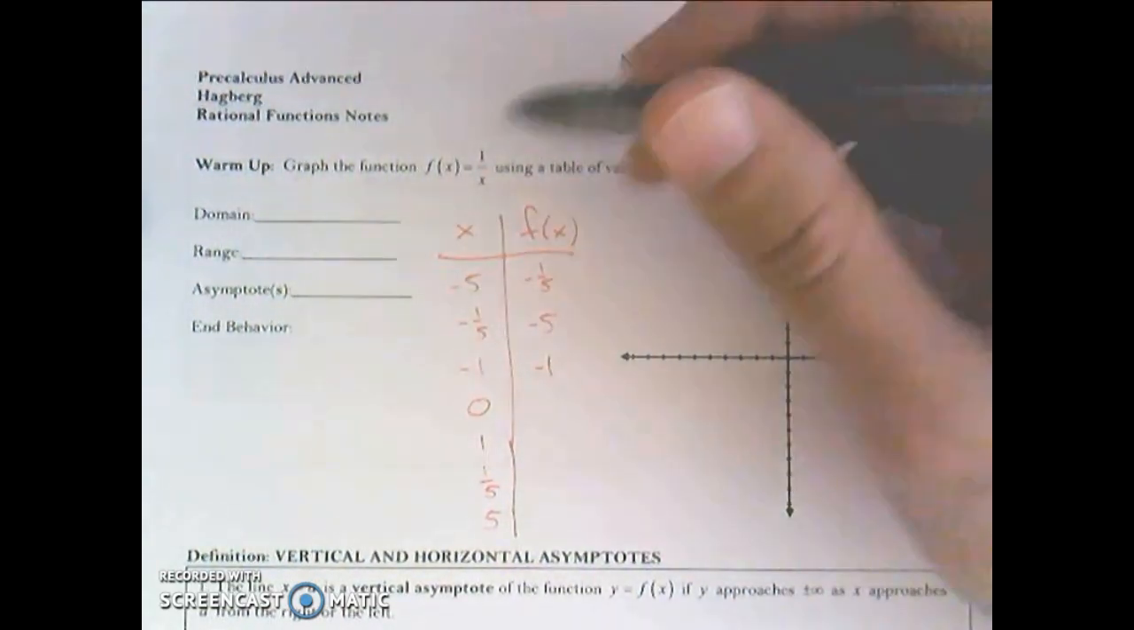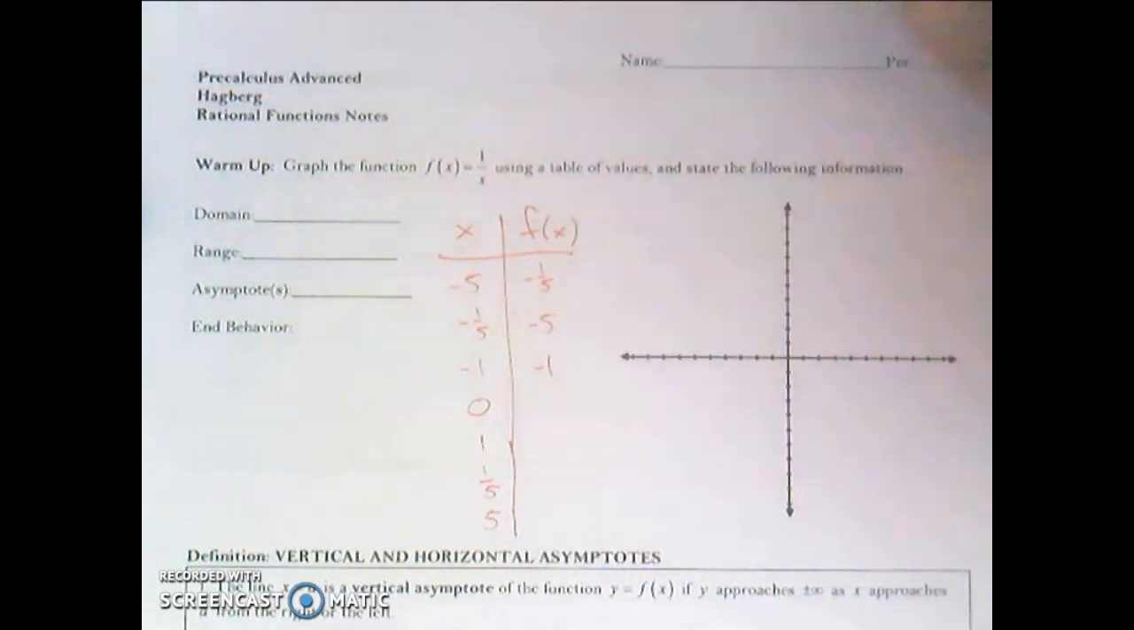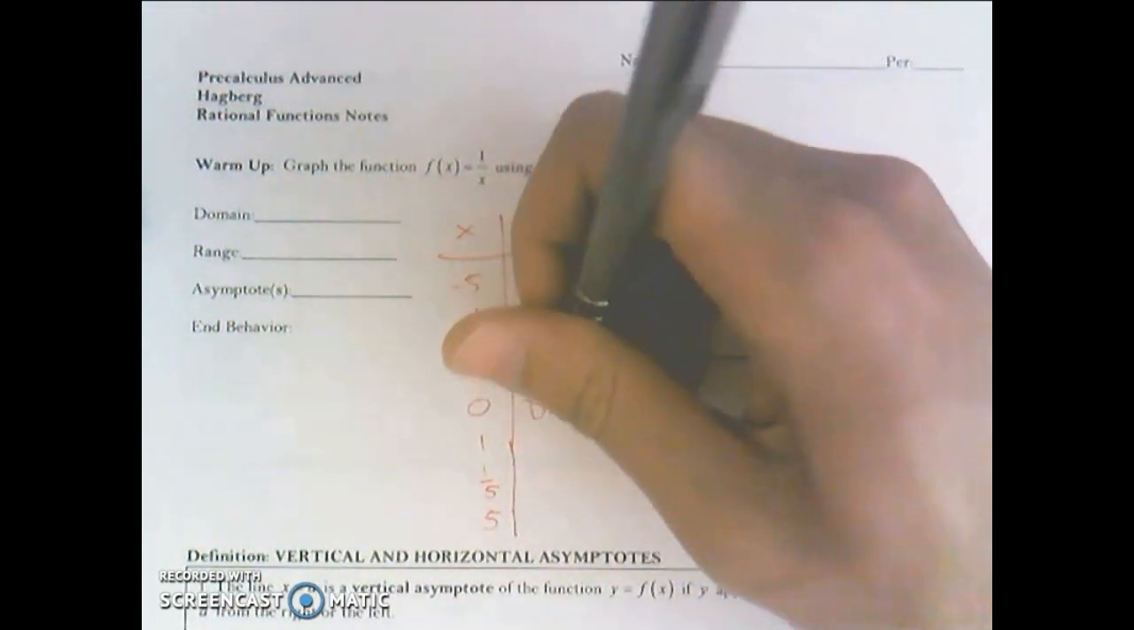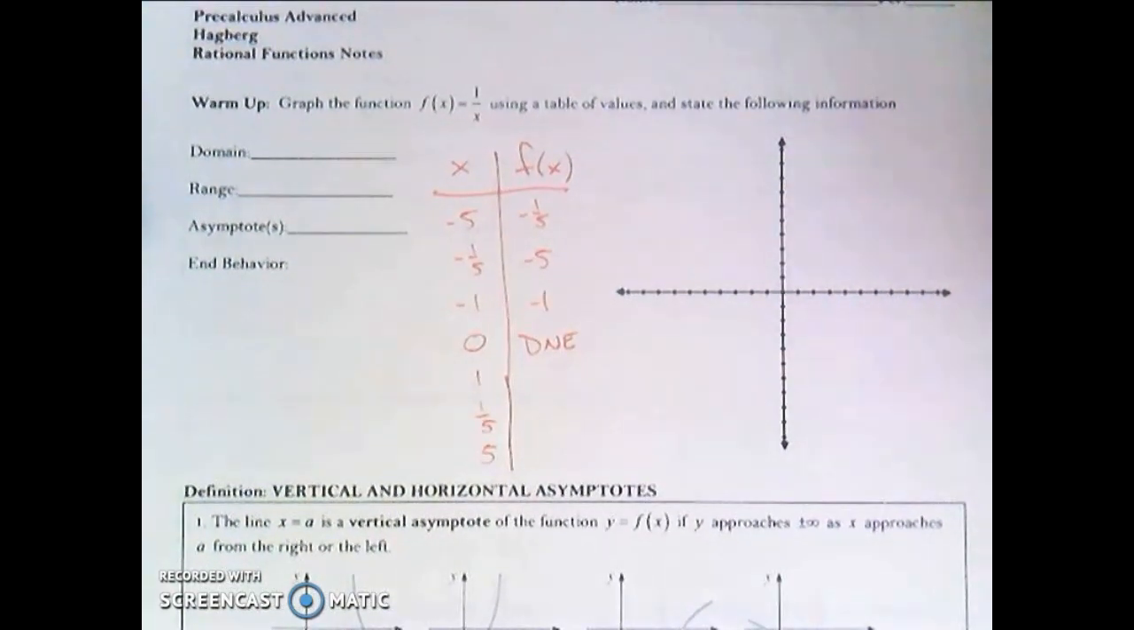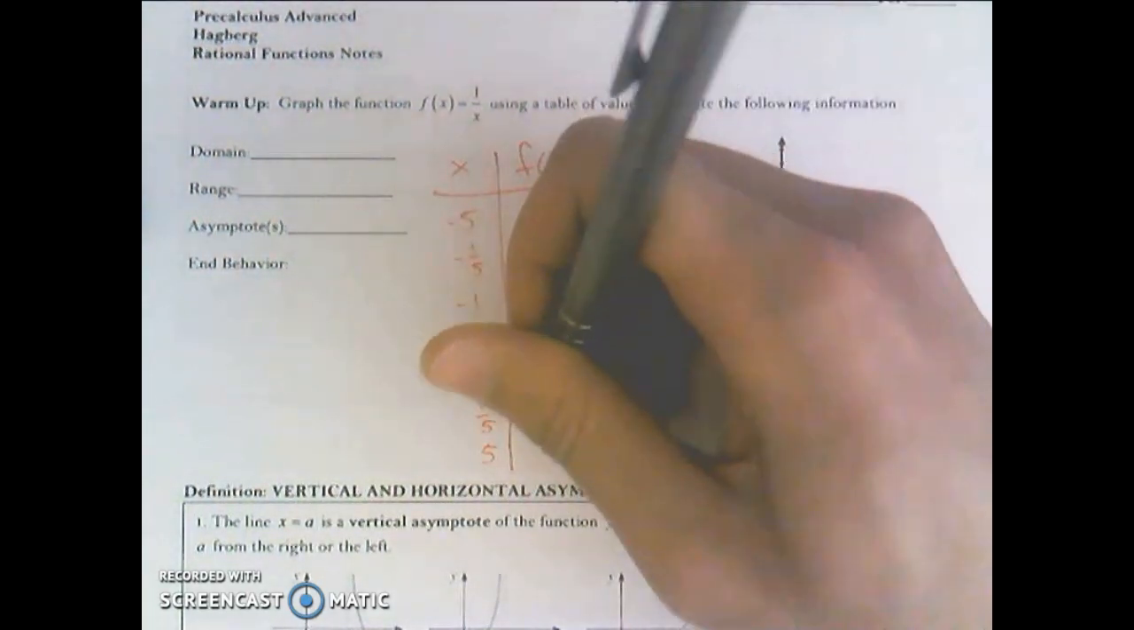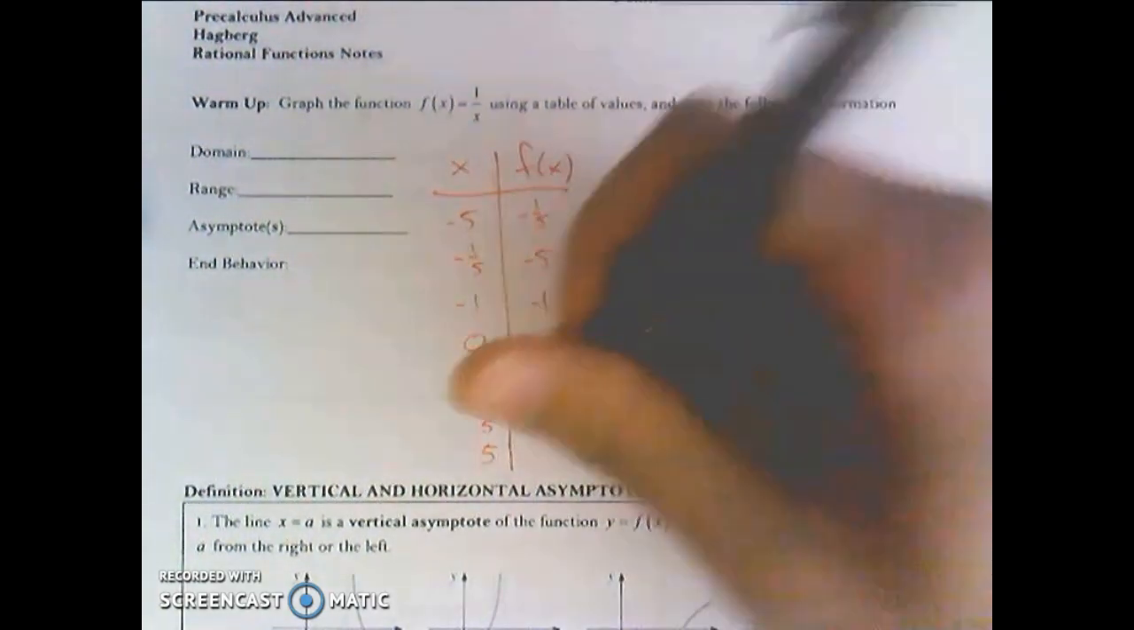Plugging in 0, we have 1 over 0. We can't divide by 0, so this function does not exist at x equals 0. So we can write DNE for does not exist. You can also write undefined. Plugging in 1, we have 1 over 1 is 1. Plugging in 1/5, we have 1 over 1/5 is 5. Plugging in 5, we have just 1/5.